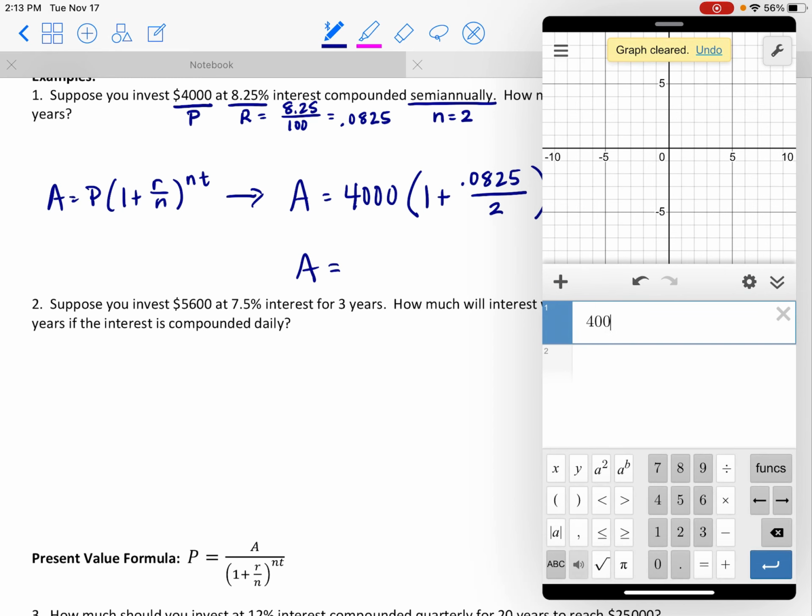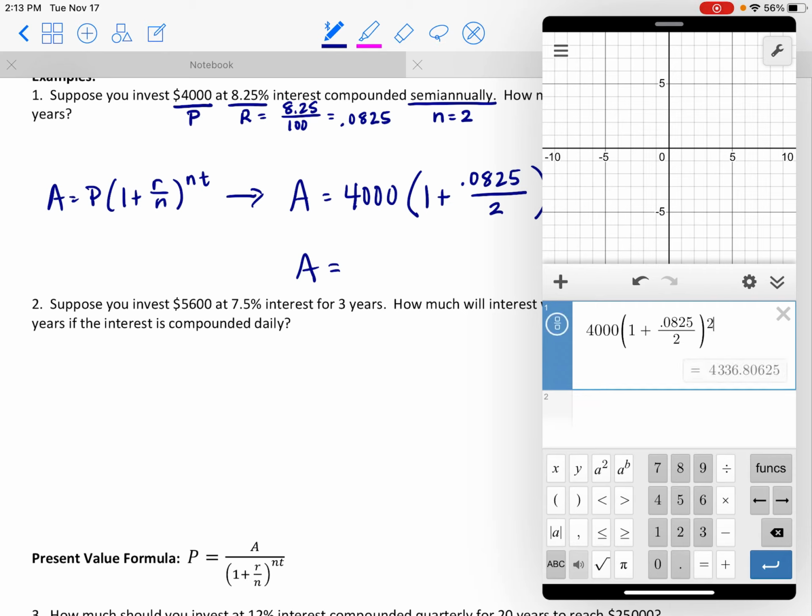All right, so 4,000. And then parentheses 1 plus 0.0825 divided by 2. And then we got to get out of the fraction, close the parentheses, and we're going to raise it to a power. And I want 2 times 5 in that exponent, so I'm going to have to put parentheses. And there it is. And because this is money, we're going to round to the hundredths place.